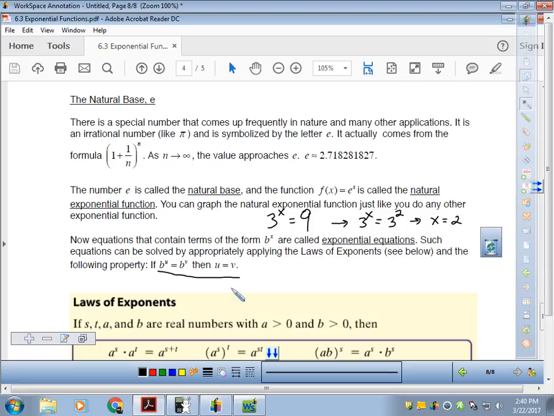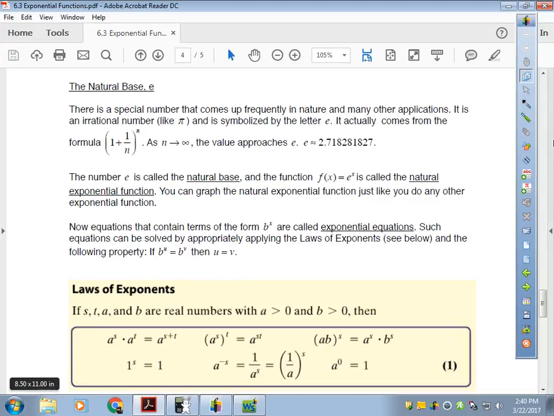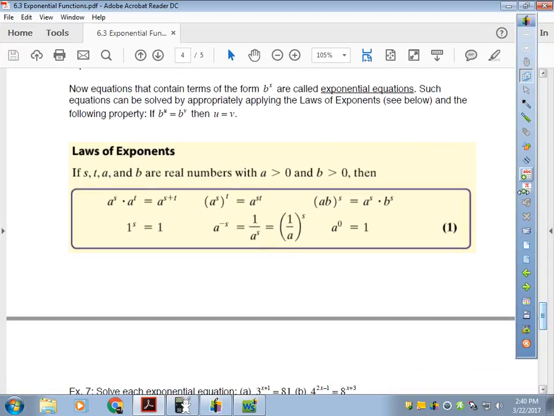Now here's where we need to review our exponent rules, our laws of exponents. Because many times, in order to get a common base, you're going to have to use exponent laws to simplify expressions. And so I want to quickly review a couple of the exponent laws, make sure everybody's okay with them.